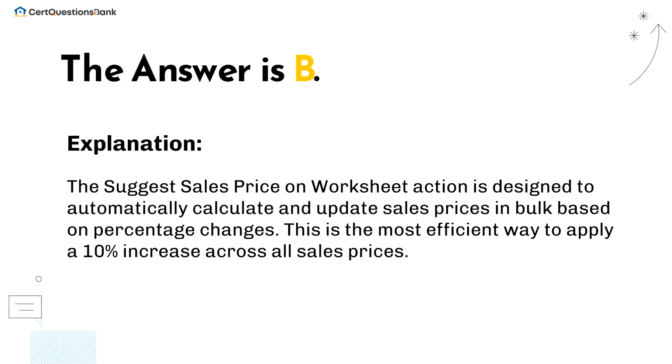The answer is B. The suggest sales price on worksheet action is designed to automatically calculate and update sales prices in bulk based on percentage changes. This is the most efficient way to apply a 10% increase across all sales prices.